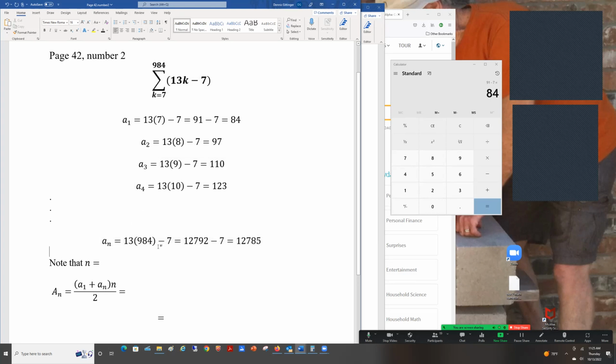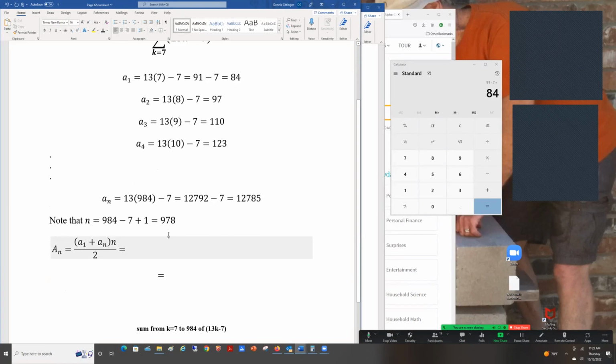Now, n is the number of numbers. And when you have sigma, it's really straightforward. You don't have to do a lot of calculation. It's just going to be the upper limit minus the lower limit plus 1. 984 minus 7 plus 1 is 978.